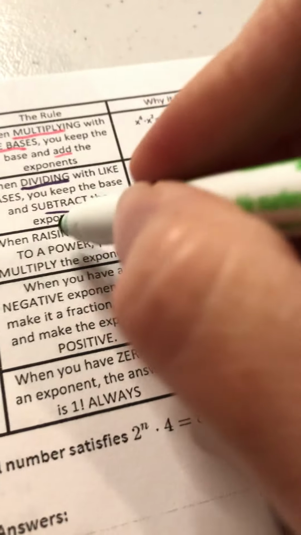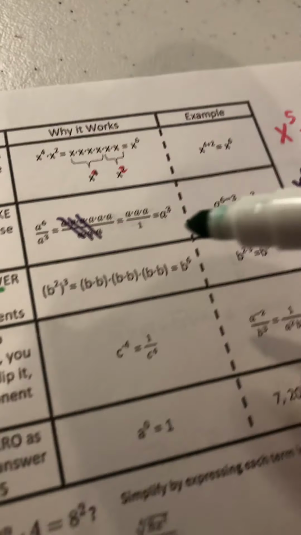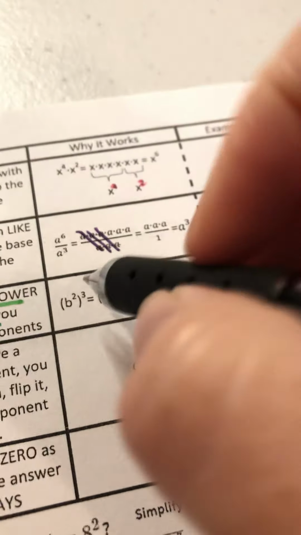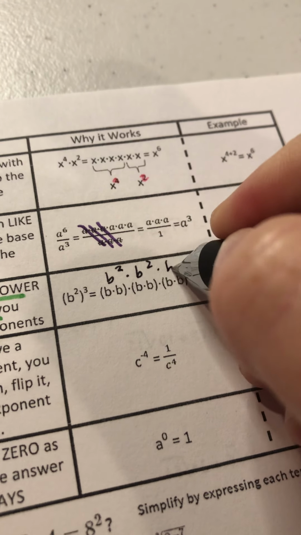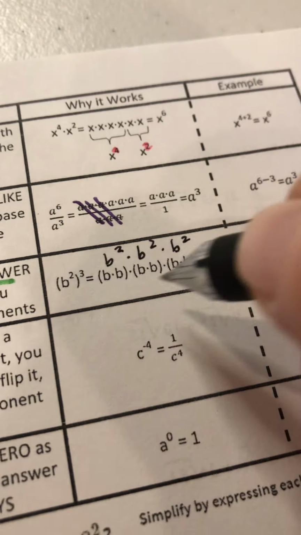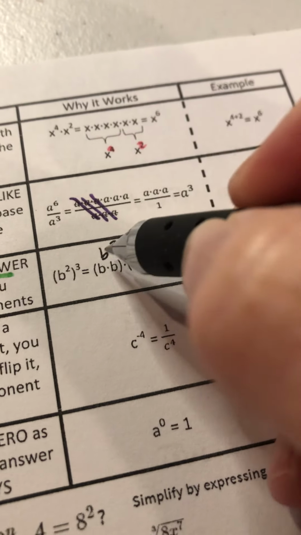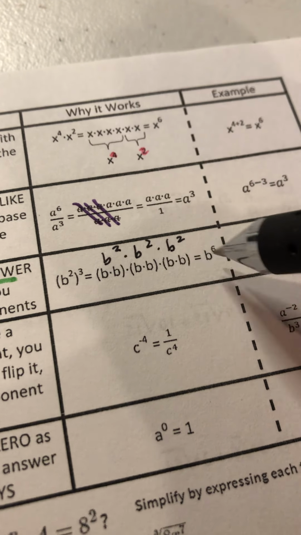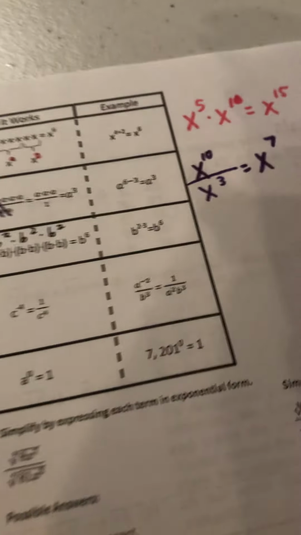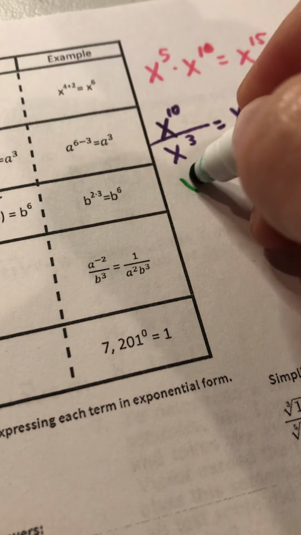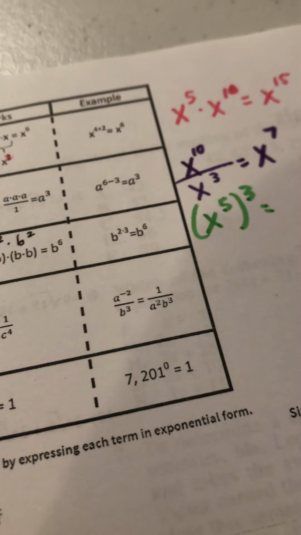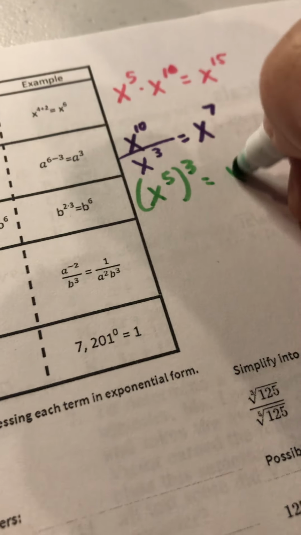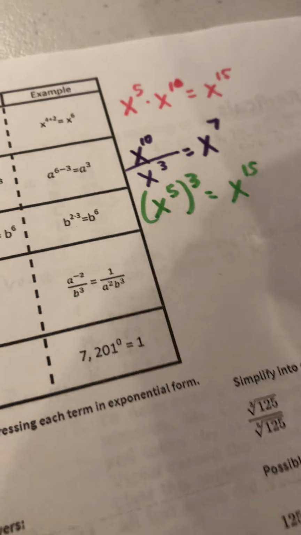Then raising a power to a power. They have this written out, but that's not how we would do it. We would say b squared cubed. So we would say b squared times b squared times b squared, right? We've got 3 b squareds, and then we would say b squared is b times b, which is b to the 6th. So we're actually going to multiply. So I would say, all right, what would be x to the 5th raised to the 3rd? And I would say x to the 15th, because 5 times 3 is 15.